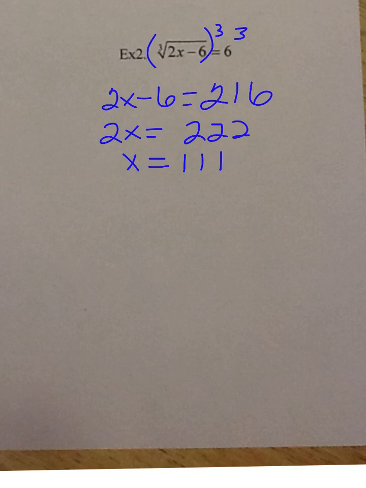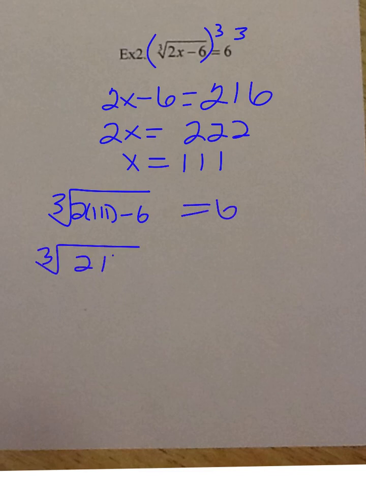Now I'm going to check. So it's the cube root of 2 times 111 minus 6. Does that equal 6? So that's the cube root of 216 equals 6. The cube root of 216 is 6, so 6 equals 6, and that checks. Okay, so let's flip it over and take a look at the back.